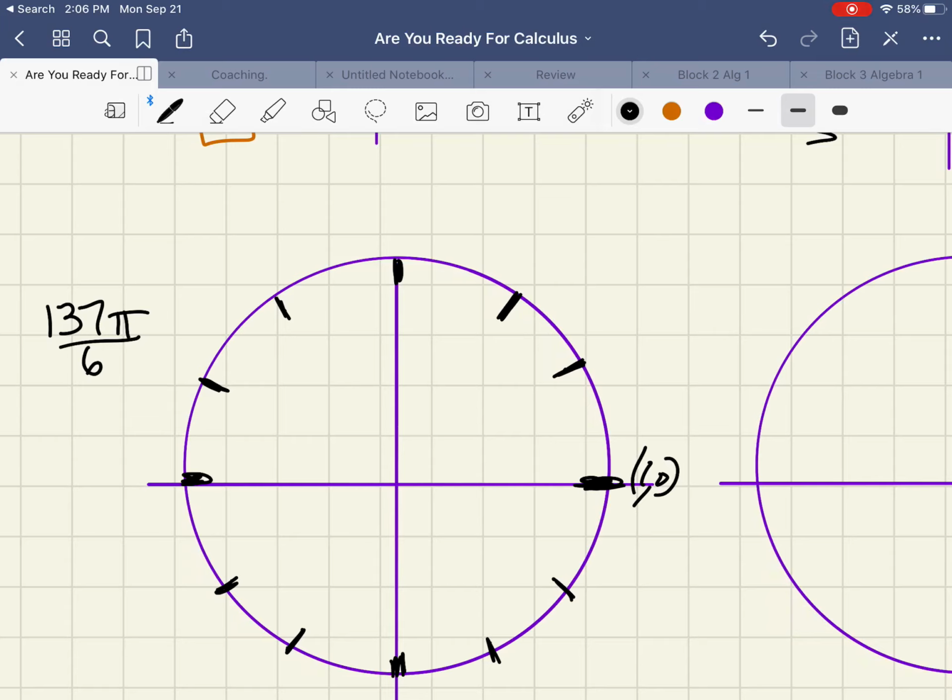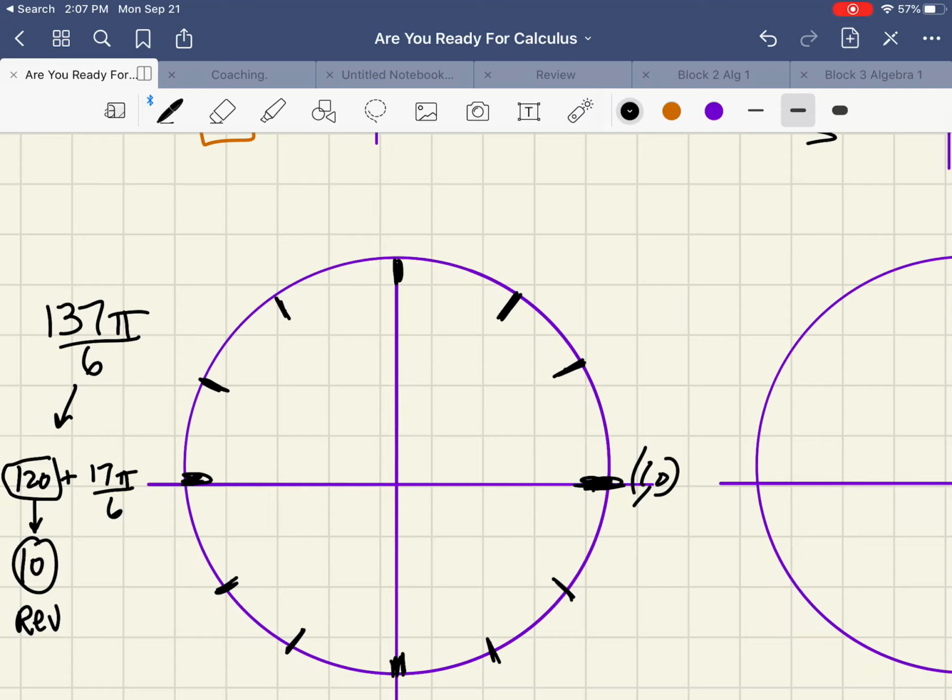So you could count 137 rotations, right? So our turns, 1, 2, 3, 4, 5, 6, 7, 8, 9, 10, 11, 12, 13, 14, 15, 16, 17, 18, 19, 20. I don't have time to do that, and I'm going to have a lot of dots there. So let's not do that. Let's find a better way. I know that 137 is 120 plus 17. So I know 120 would be 10 times around. 10 revolutions is 120 pi over 6. So then I'd be left with doing only 17, which is a much more manageable number.